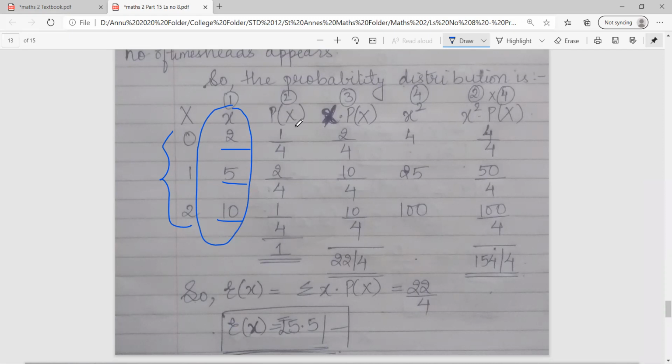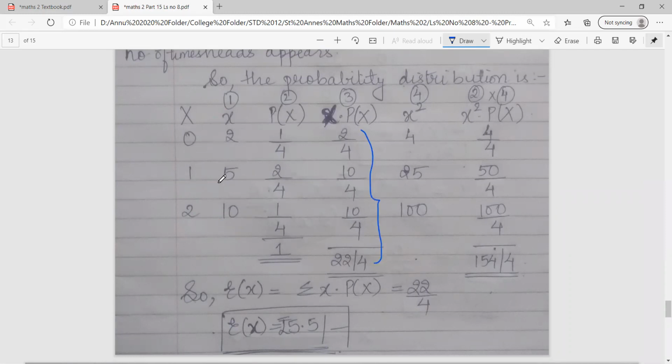So the columns will be P of x, x into P of x, x square, and x square multiplied by P of x. In that way, I'll prepare the table like this. So 2 into 1 by 4 is 2 by 4, 5 2s are 10 by 4, 10 1s are 10 by 4. On multiplying, please make the total of the third column.